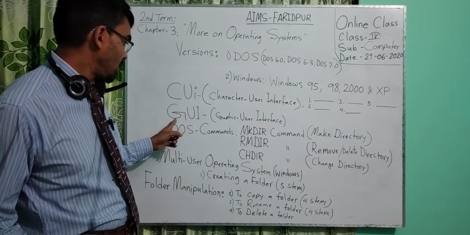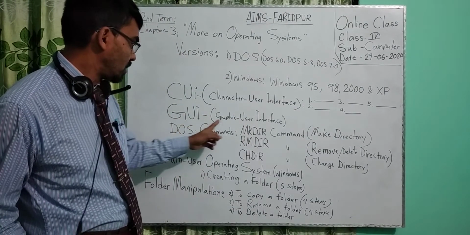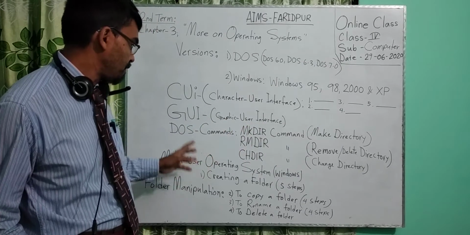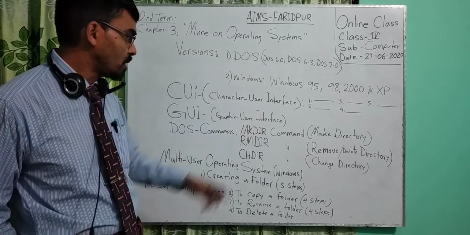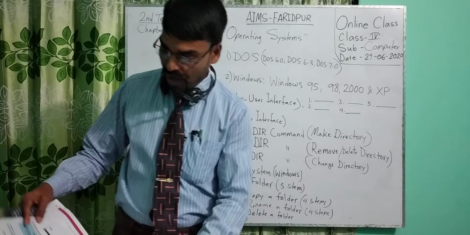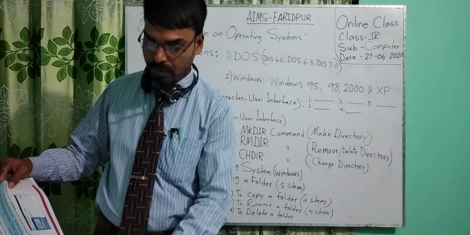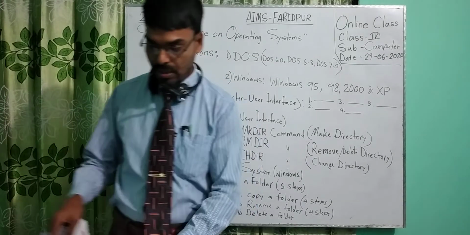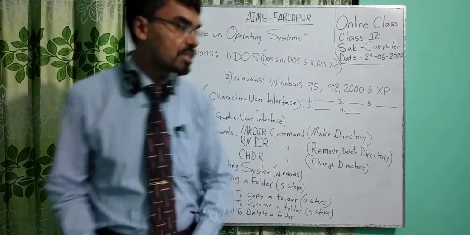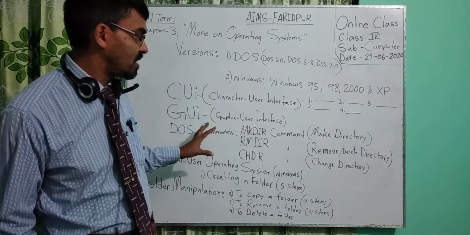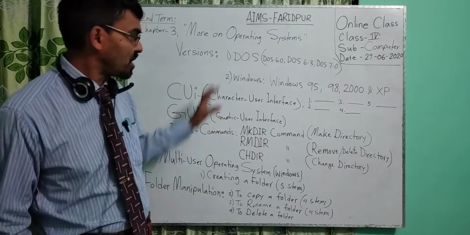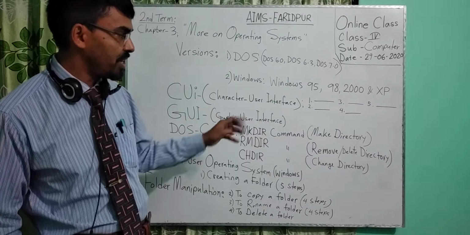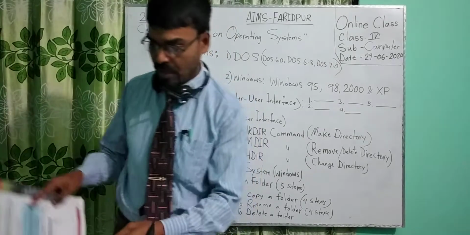And then again GUI, graphic user interface. Those who use graphics. There are some characteristics. Let me read, because there is not enough space to write here. I wrote just short headings and subheadings. So let us read from the book.